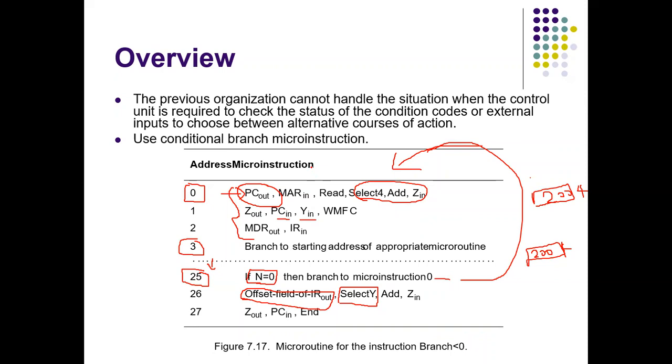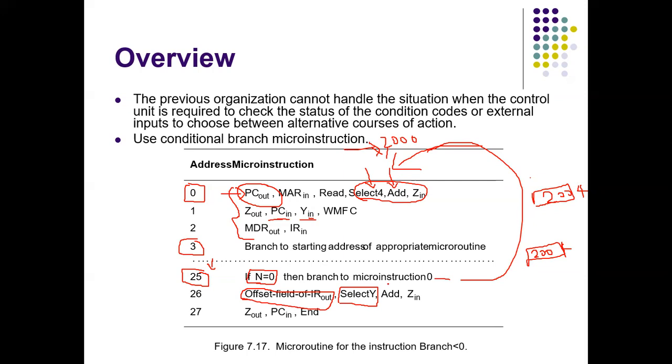Y in. Here we select 4, and add it with the current content of Y. The older content of Y is 2000; let us assume 2000 is the first instruction. Then 2000 plus 4 is 2004, which we send to PC and also to Y.